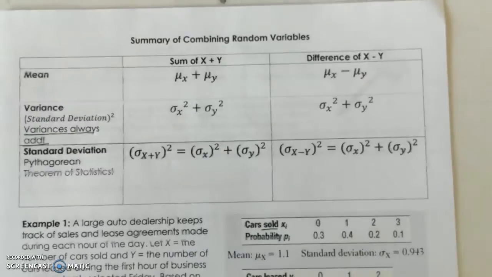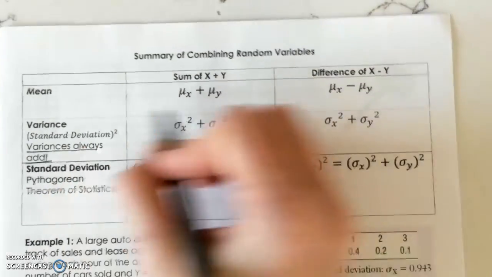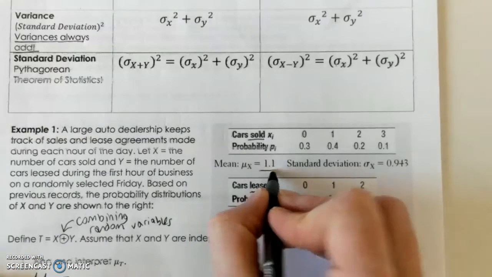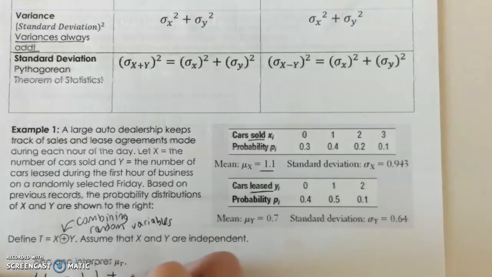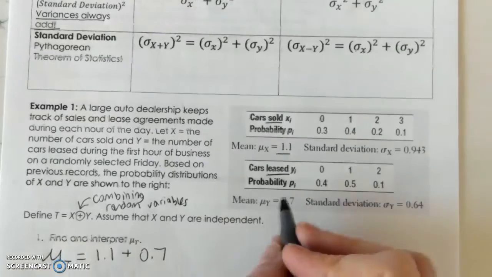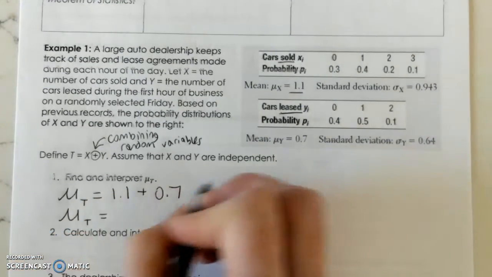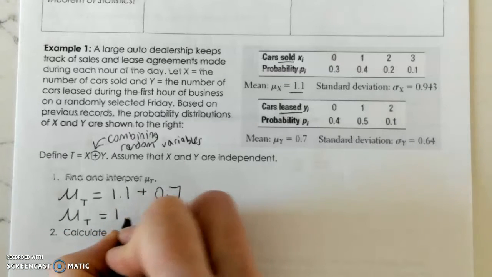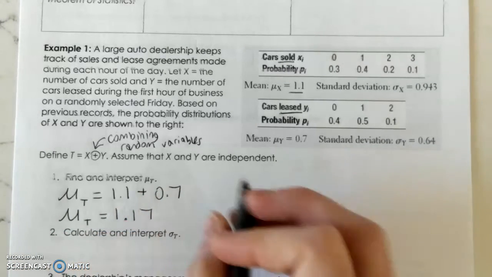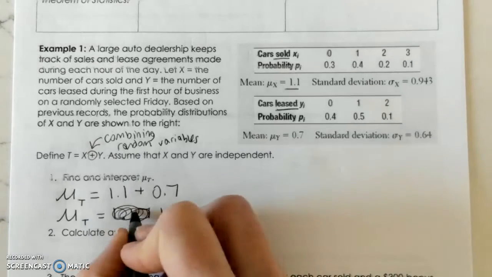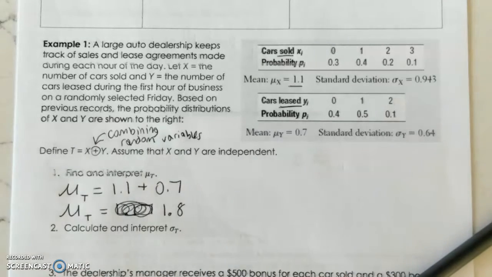Take a minute and look at our mu rules. We're adding, so we're in this column. So the mean is just going to be the mean of x plus the mean of y. So mu of t is going to equal 1.1 plus 0.7, I'm adding up the means of these two. So mu of t is going to equal 1.8. I'm sorry, that's why you always use a calculator. Mu sub t is 1.8.